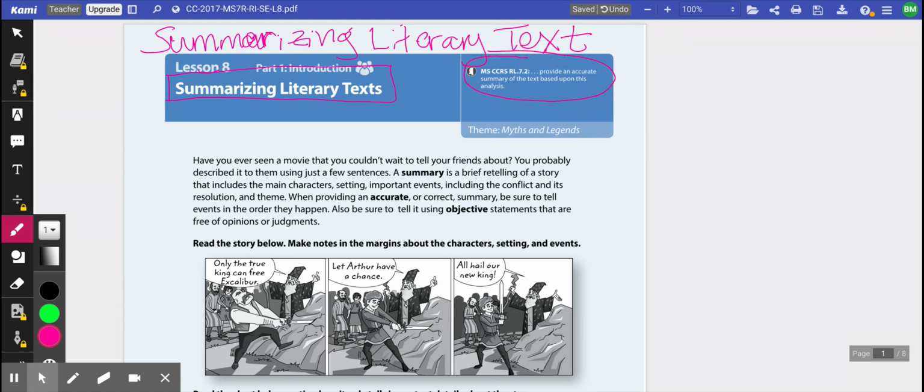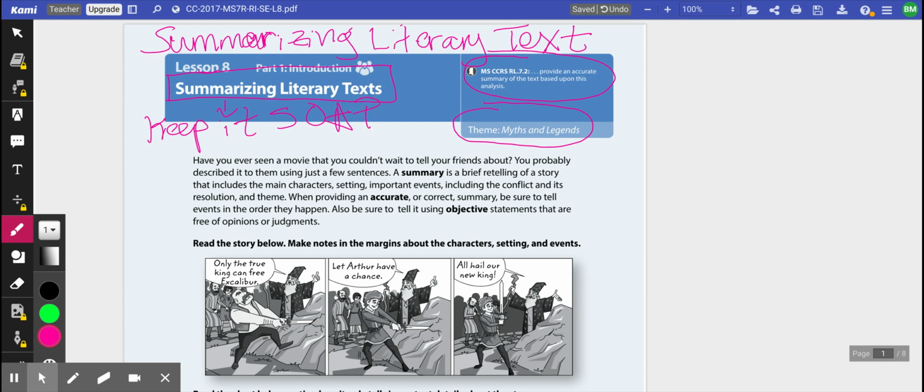Over here on the side, we have our standard, which is telling us that we're going to provide an accurate summary of the text based upon this analysis. It's even further telling us that our theme is dealing with myths and legends, and we've already taken some source book notes on this. Just keep in mind what myths and legends are, and we'll get into that a little bit more later. And summarizing, guys, we want to make sure that we keep it short, objective, accurate, and paraphrased.